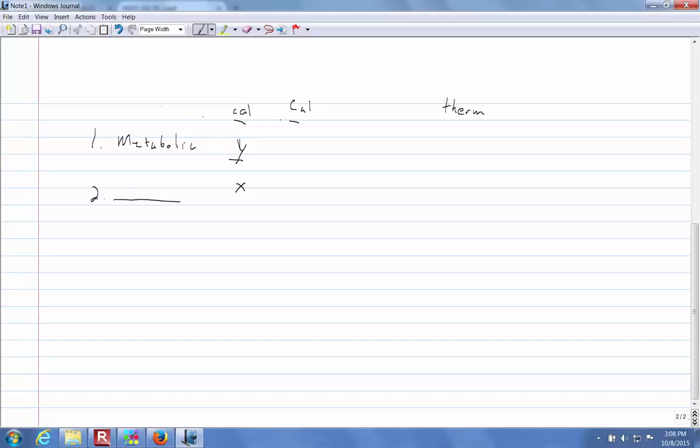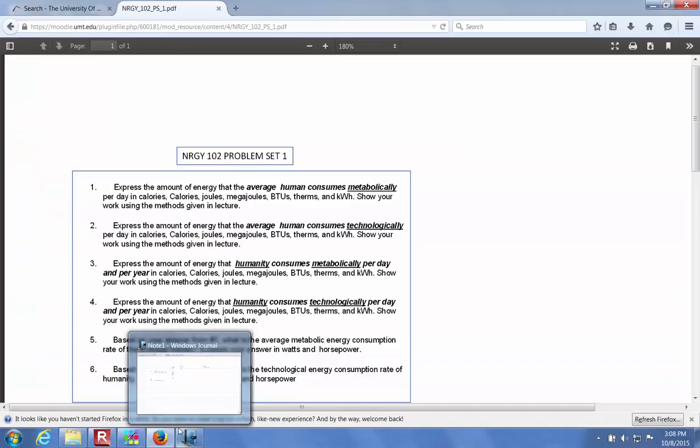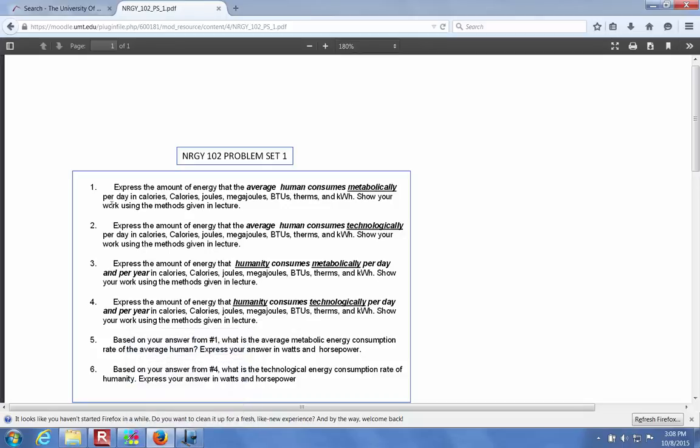All right, so you kind of diverted there from you a little bit. So what does this ask us? Anybody know the amount of energy the average human consumes metabolically? And look at this, it's per day, okay? Per day. Anybody know that from their readings? Isn't it 10 megajoules in a day? Well, let's look in the text.